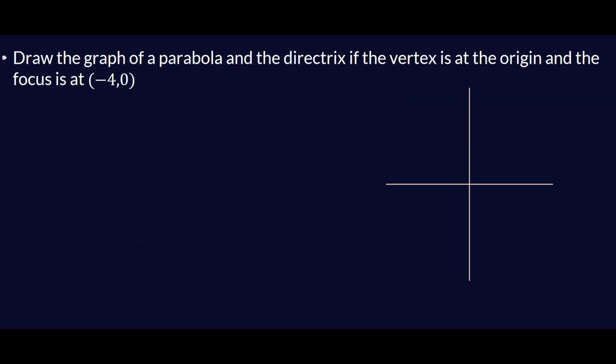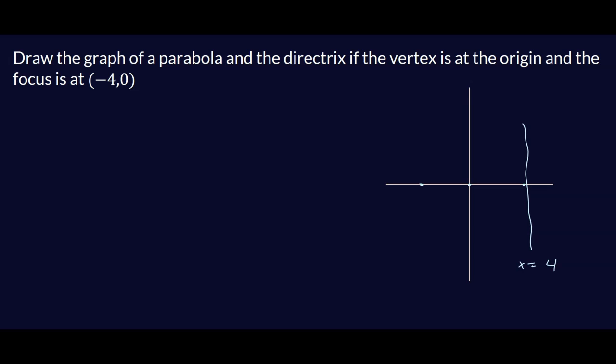So draw the graph of a parabola and the directrix if the vertex is at the origin and the focus is at -4, 0. So this is our vertex right here. Vertex is at the origin, focus is at -4, 0. And so what are we trying to do here? We're trying to find the directrix. So from the vertex to the focus, we have 4 units. And so we're going to have 4 units in this direction. And our directrix is going to be something like this, x equal to 4.